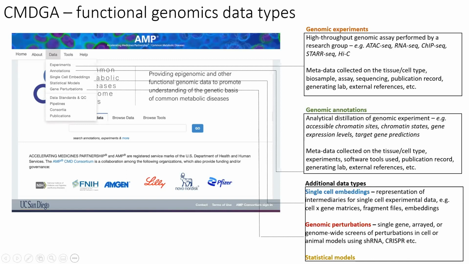In addition, we are also depositing new data types such as single cell embeddings, which are representation of intermediate files generated by single cell assays, genomic perturbation, which could be a single gene arrayed or genome-wide screen of perturbation in cell or animal model, and statistical models. Specifically, we are focusing on functional genomic models that help identification of target gene or region of interest.